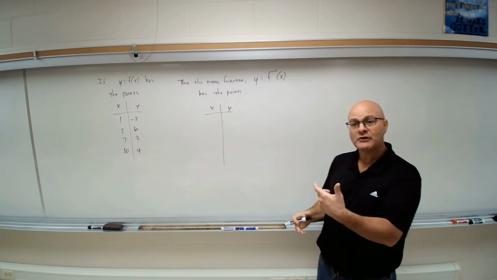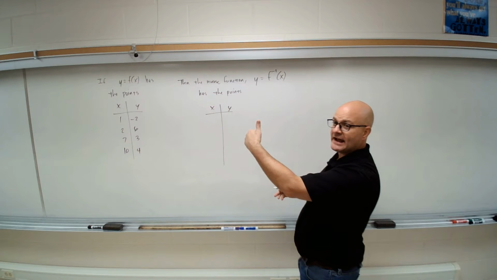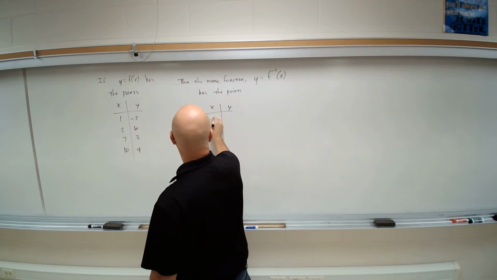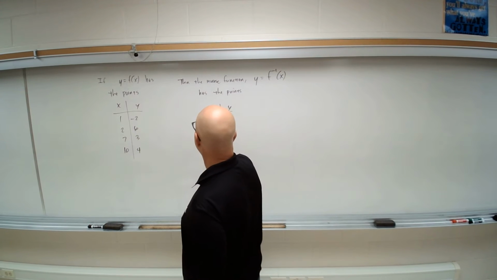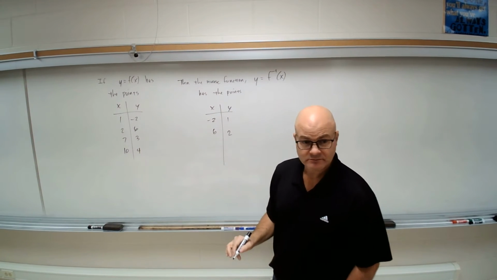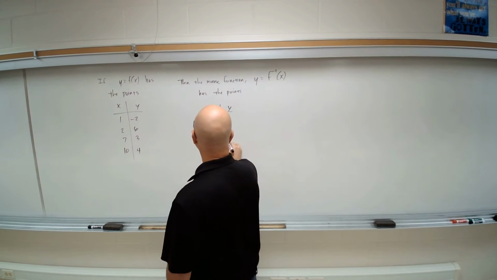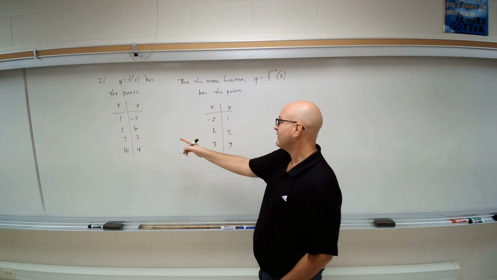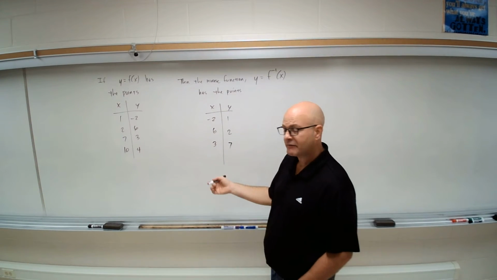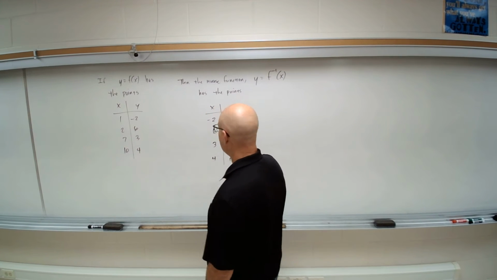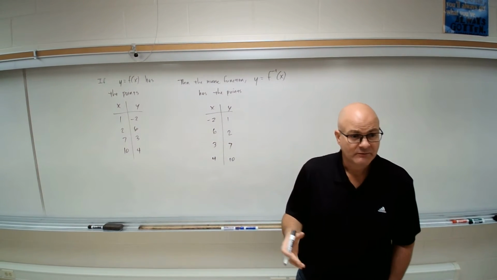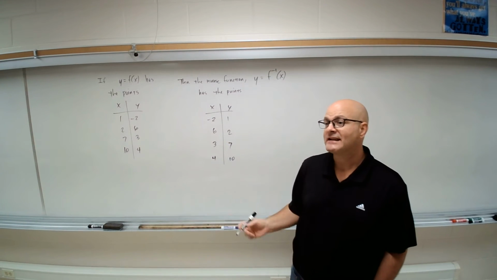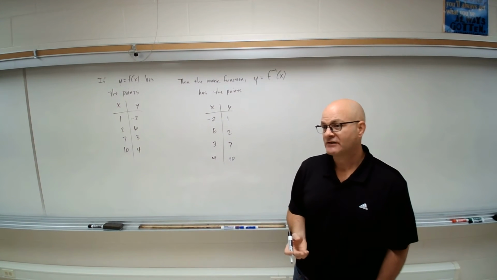it would have the points. What we would do is we just switch them. So instead of 1, -2, we have -2, 1. Instead of 2, 6, we have 6, 2. Instead of 7, 3, we have 3, 7. Instead of 10, 4, we have 4, 10. Every x and y switches. So that's the most basic definition of what an inverse function is.